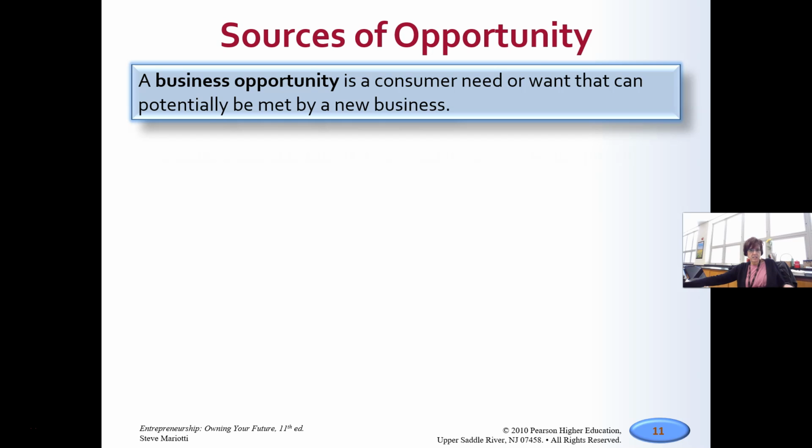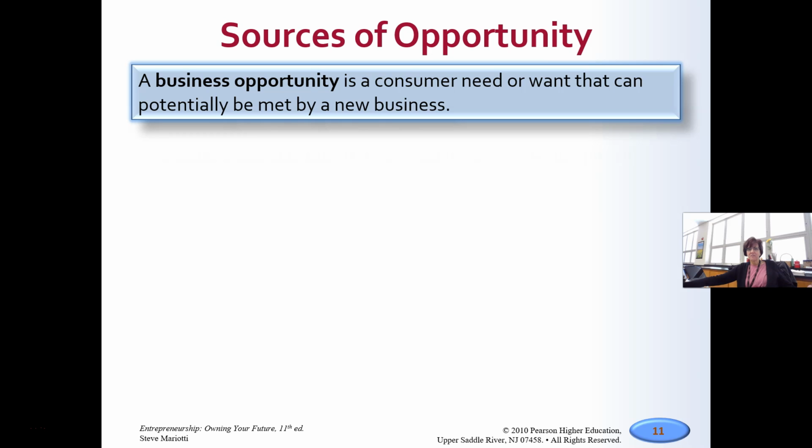So a business opportunity is a consumer need or want that can potentially be met by a new business. So if you think about businesses that we have in the Harrisburg area, we have a lot of different businesses. And one of the new businesses that opened up in the last few years are these trampoline parks like Get Air.